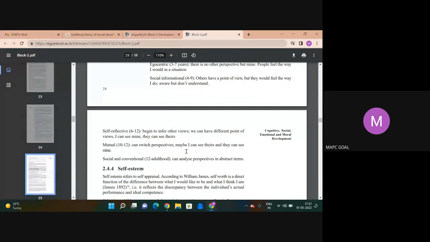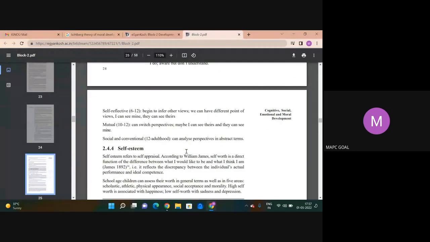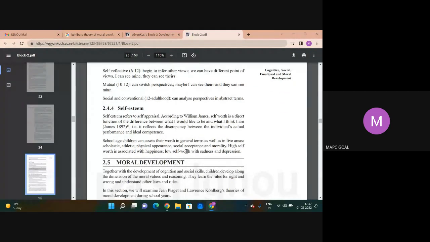And next is 10 to 12 years, they switch perspective and they want to go with others' perspective. If somebody agrees with them, they would agree, otherwise they will not agree. Social conventional, it could be again understanding others' perspective, and viewing society's viewpoint.